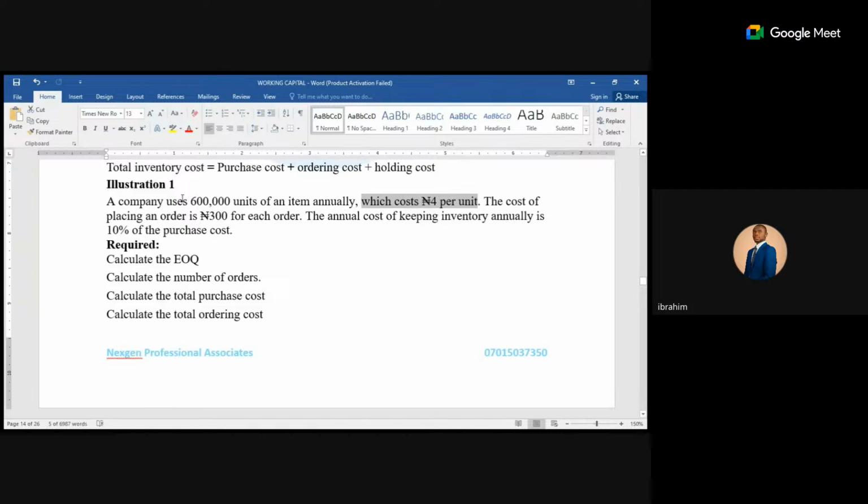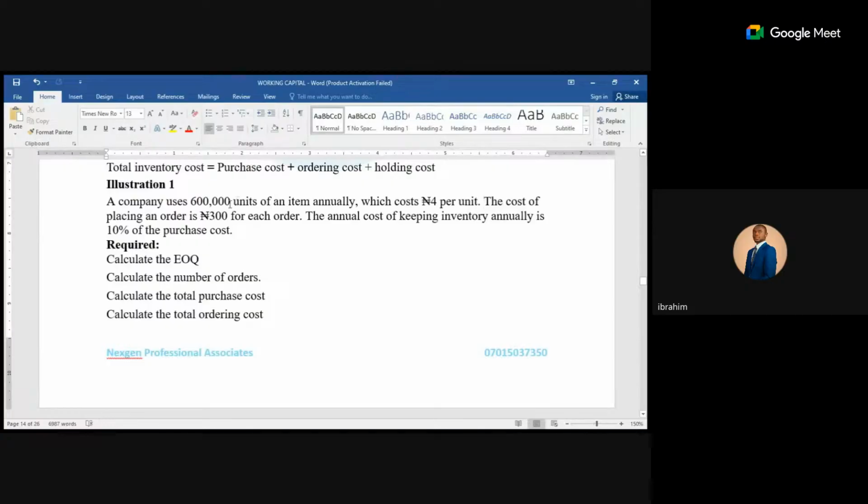Of course, you are right. When you say cost per unit, you should have used purchase price per unit, meaning that if we demand for this annually, the purchase price will be 4 naira per unit. Meaning that if we want to get 1, we will have 4 naira. If you want to get 2, you will have 8 naira.